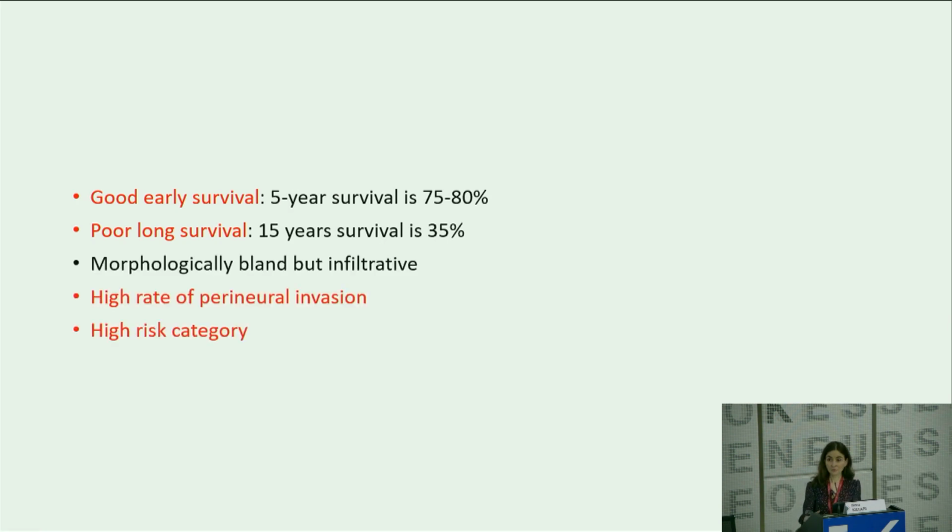Even when the tumor looks cytologically bland, it is infiltrative and has a high recurrence rate and a high rate of perineural invasion, and these features put adenoid cystic carcinoma in the high-risk category in terms of treatment. Often this tumor is treated with radiation. Interestingly, lymph node involvement is not a common feature of adenoid cystic carcinoma. Therefore, typically lymph node dissection is not performed for this tumor.